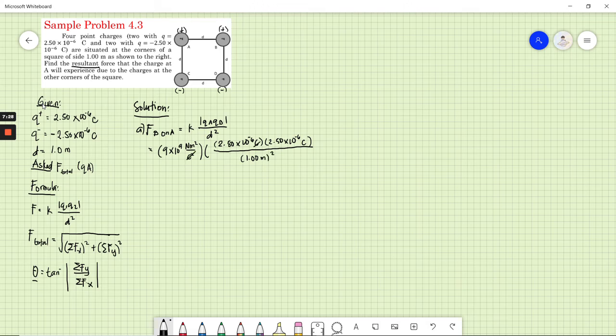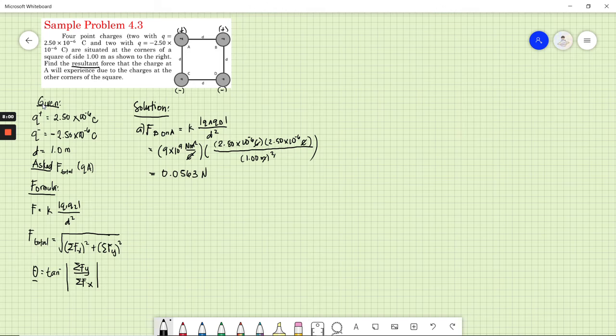So we'll cancel these C's right here. Our m also gets cancelled. So we're going to multiply these, divide by the square of 1, and then multiply by our k value. If you just plug that into your calculator, you would find that the force that QB exerts on A is actually equal to 0.0563 newtons.